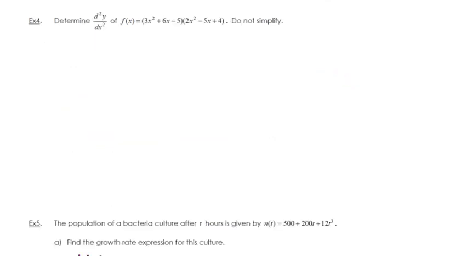Okay, so let's try some more examples. Example number 4. Determine d2y over dx squared, so basically the second derivative, of this original function. Okay, so that looks like a product rule because there's two things multiplying each other. In fact, I think maybe I'm going to shorten this to just that, and then this. Okay, so let's take the derivative first. This is the first derivative.